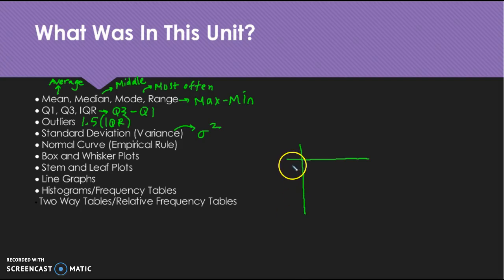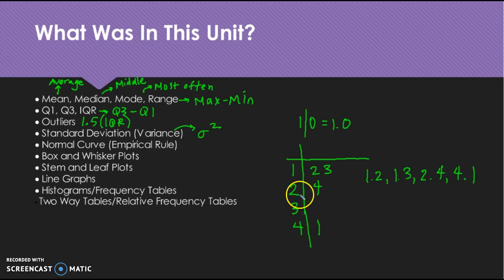So maybe if we're working with decimals, we might put a 1, and we'll say 2, 3, 2, 4, and then we'll skip up to 4, 1. And I'll make my key. Your key could be anything. So if I wanted this case, 1 and 0 to be 1.0, that means that my data would be a 1.2, a 1.3, 2.4, and 4.1. Remember, you don't skip over anything once you get your set pace. You do that all the way down.